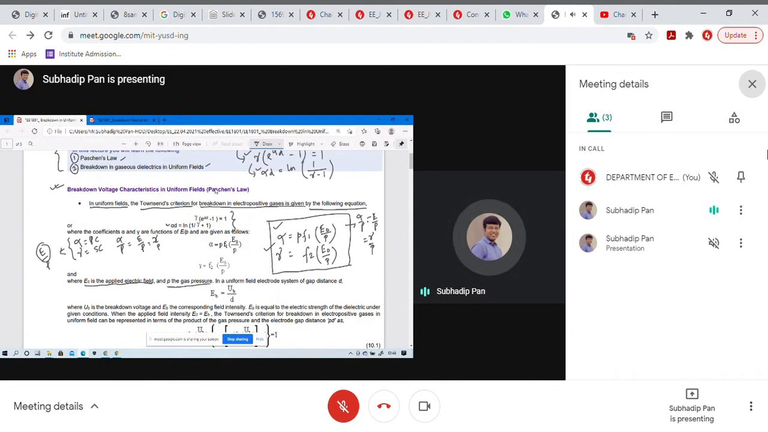In a uniform field electrode system, if the distance between the two electrodes is d, then what will be my EB? As we know, E0 is the applied field. So what will be my EB? EB is actually UB divided by the distance between the two electrodes. That equation is also very important.